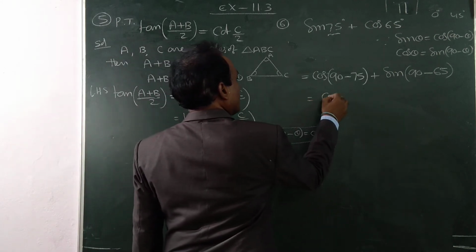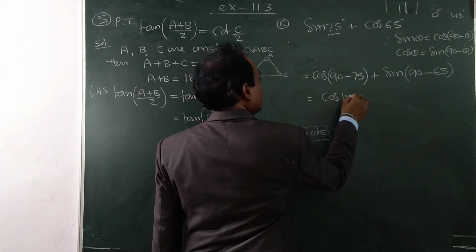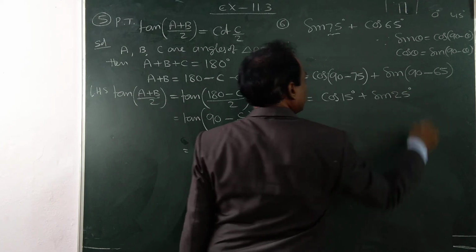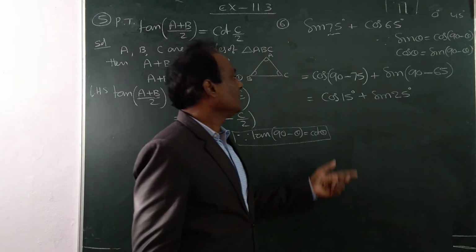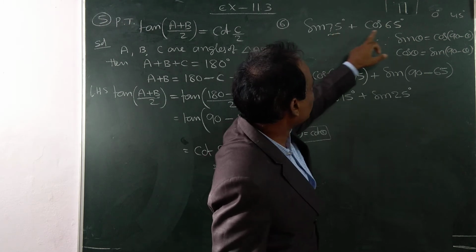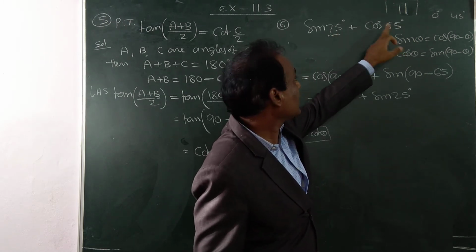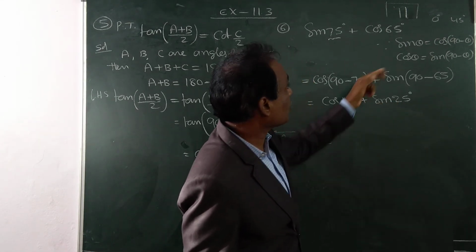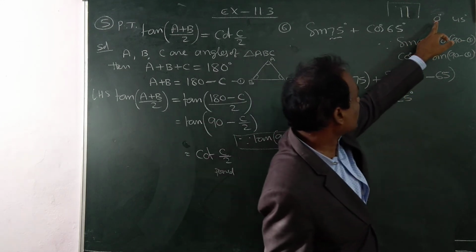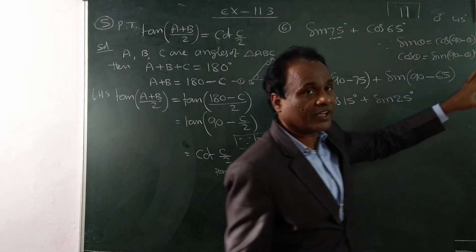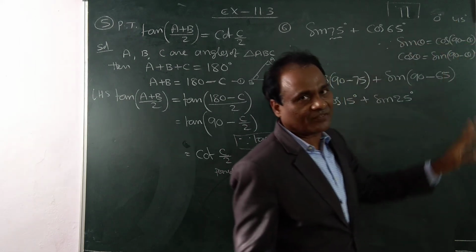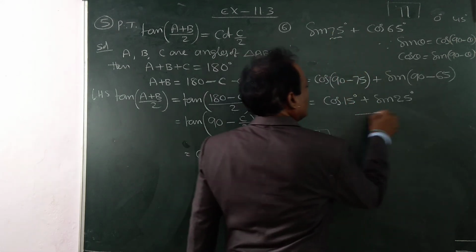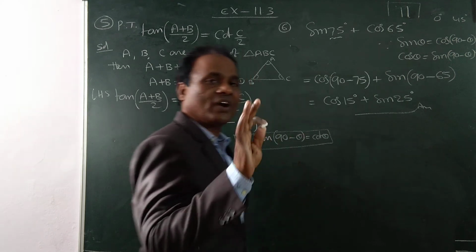Now cos 90 minus 75 is 15. 90 minus 65 is 25. Now see the angles. Actually the angles were 75 and 65. But now after simplification we changed it into the form of 15 and 25. Because the question is that the new angle should be between 0 and 45. So now 15 is between 0 and 45. 25 also is between 0 and 45. So now this is changed like this. So this is the answer. We did the required changes.